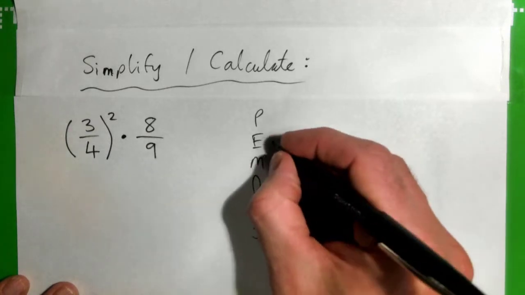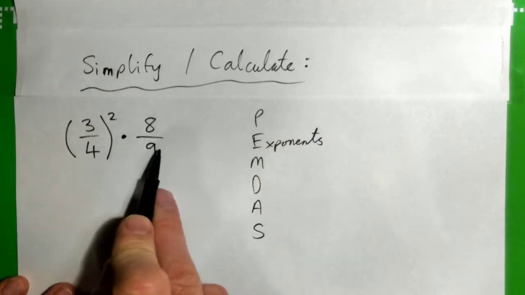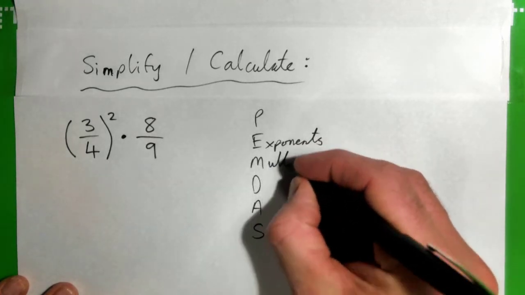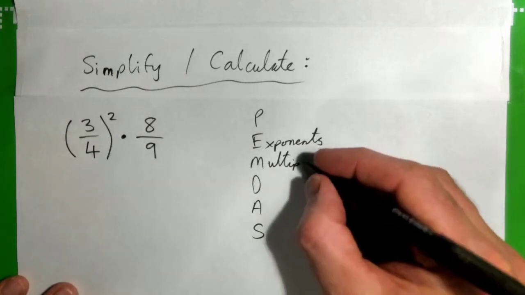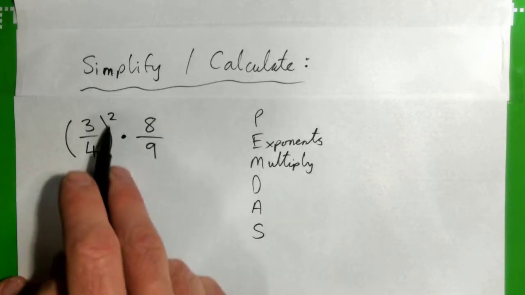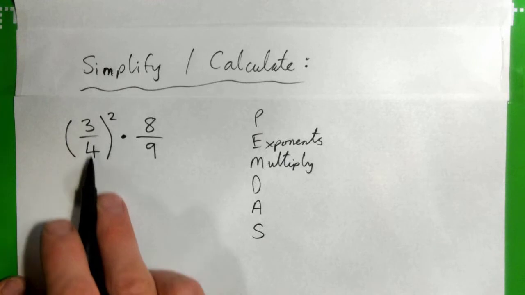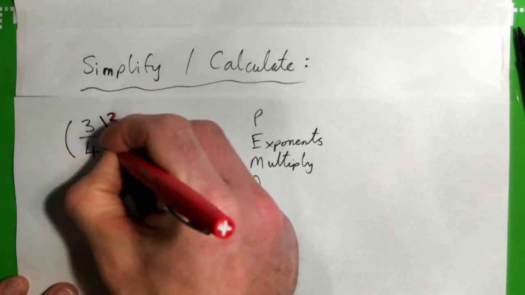But then we do exponents, right? And then we multiply. So basically, what should we do first in this case? Deal with the exponent or multiply? We should deal with the exponent. Again, it's parentheses first, but there's nothing we can do inside the parentheses. 3/4 is already simplified as far as it can go. So we do need to deal with the exponents first, right?